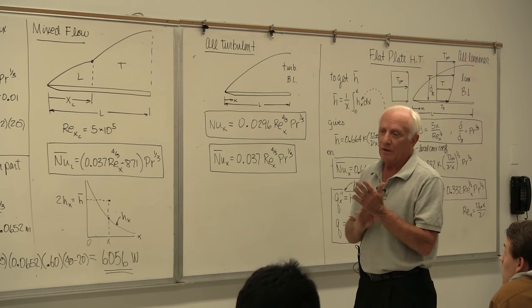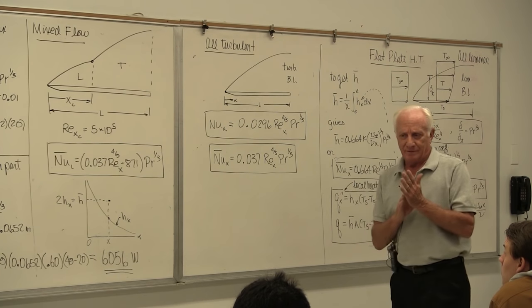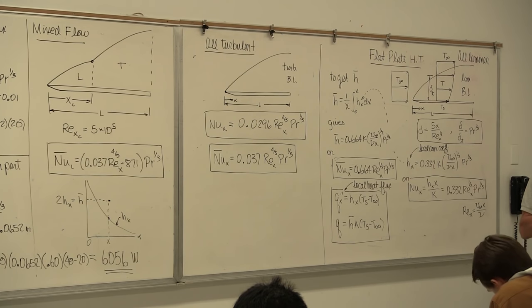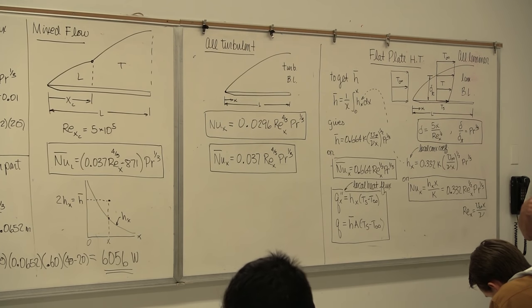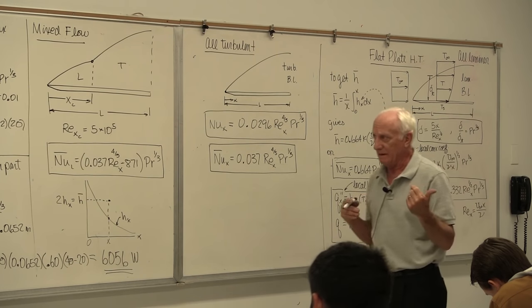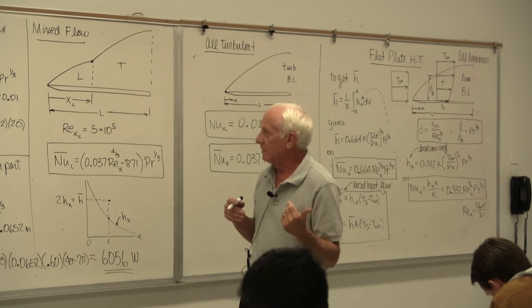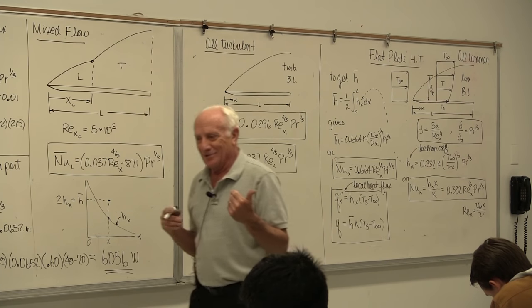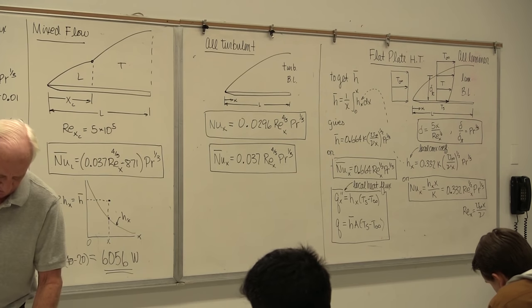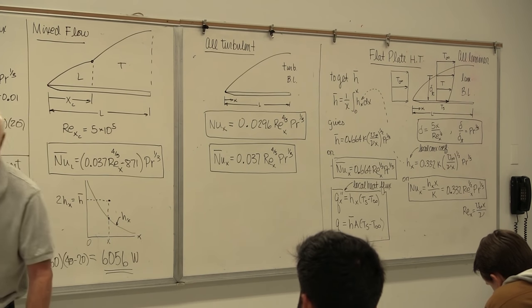Where'd the two come from? Oh, you know, when you integrate x to the 1/2 dx, what happens? A 1/2 comes out of there, which means you multiply by 2. So that's where it came from. When you integrate, that 2 pops out of the integration. Okay, now, of course, the next step is turbulent part. That's the laminar part. Find the local heat flux at the end of the plate.